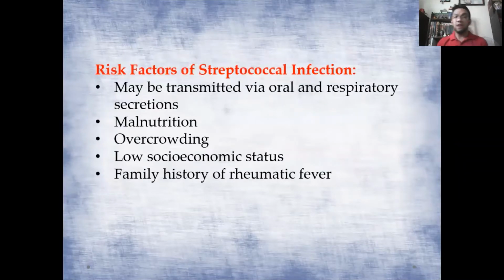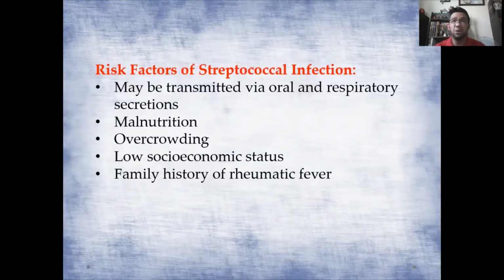Risk factors of having streptococcal infection are the following. Before we go to the risk factors, it may be transmitted via oral or respiratory secretions. One of the risk factors is malnutrition. If a patient is malnourished, they won't have enough proteins in their body to create antibodies, which will help ward off infection.